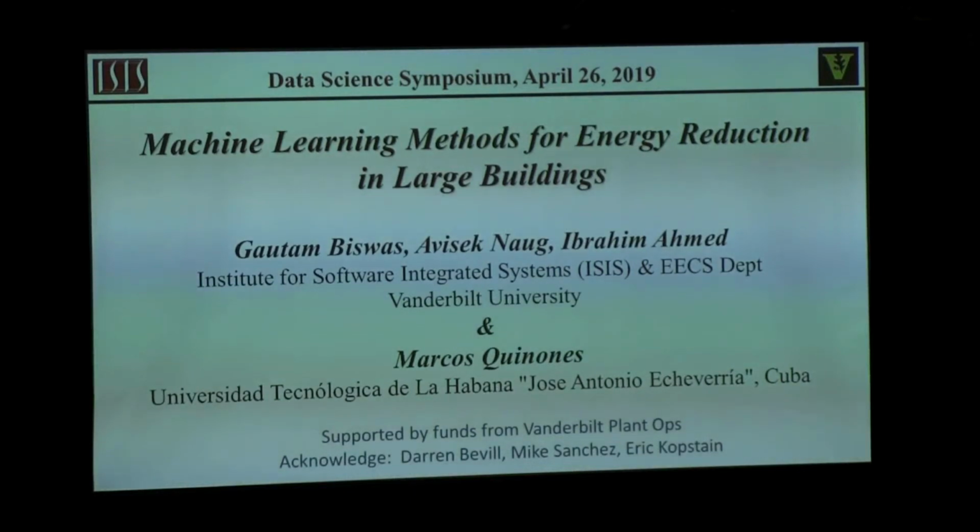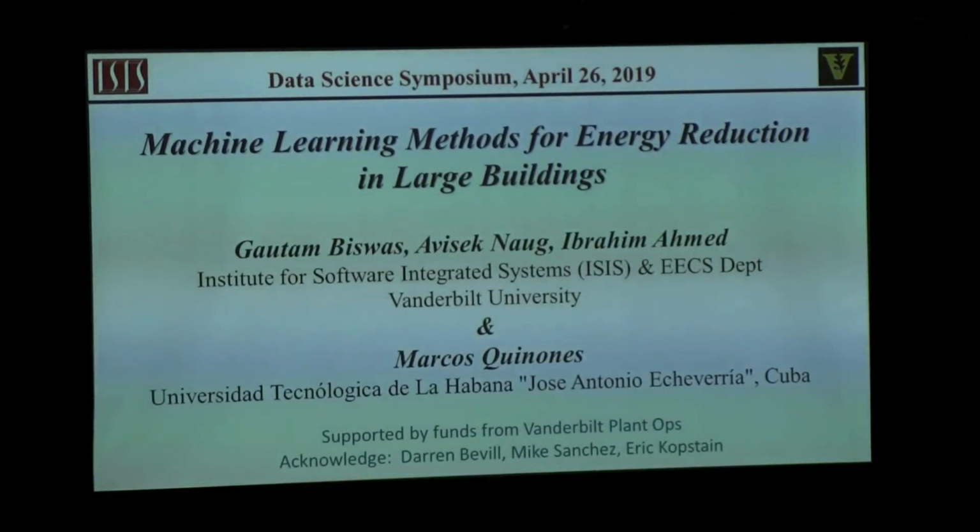So the particular machine learning method that we've been using is reinforcement learning, which again has its links to human behavior. I'll discuss that a little later. I'd like to acknowledge the funds that we are receiving from Vanderbilt plant ops to support this project.